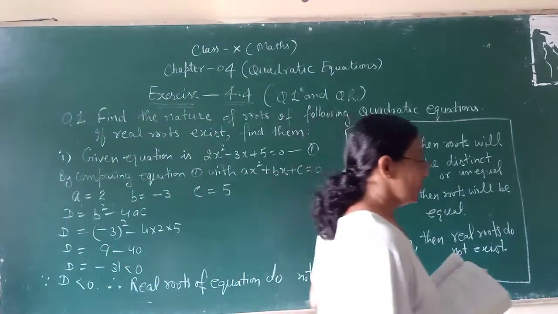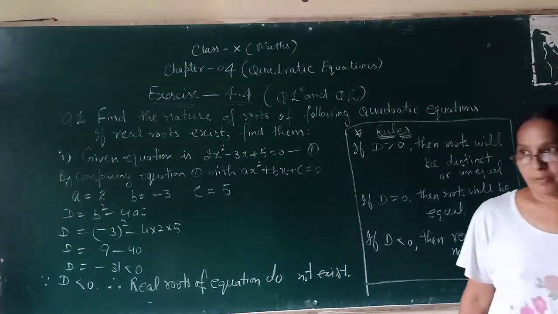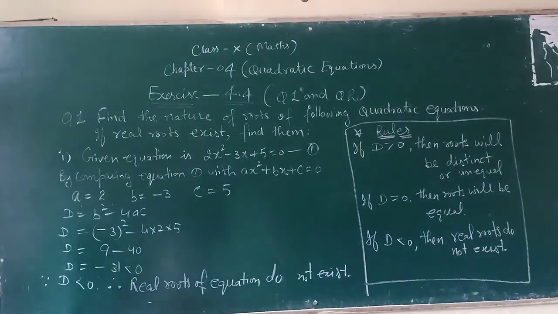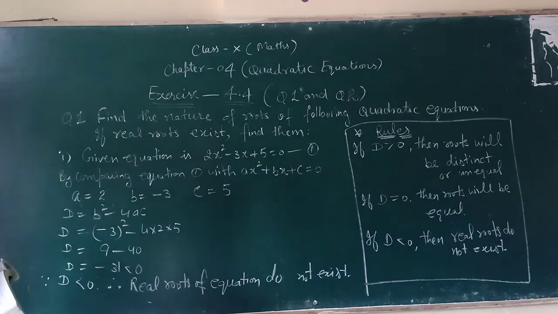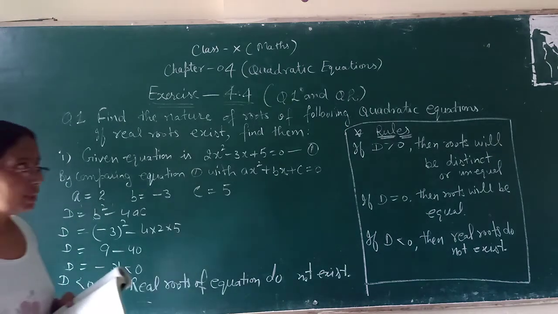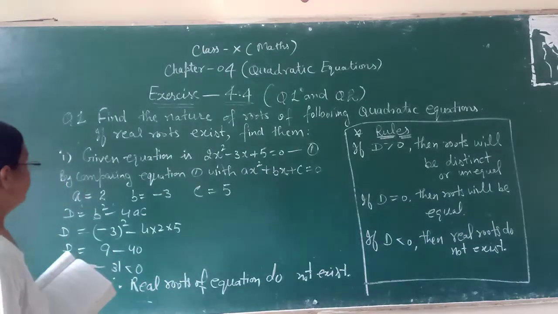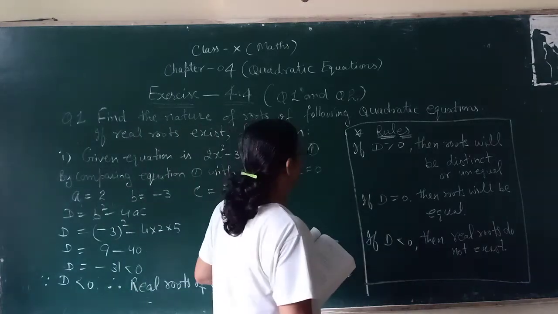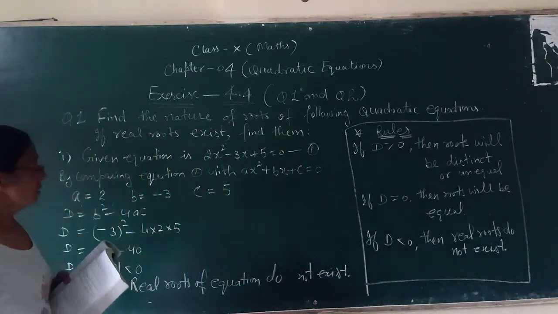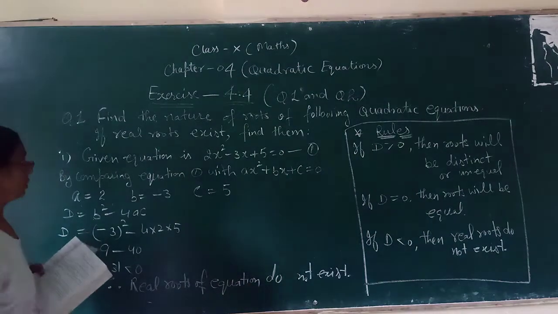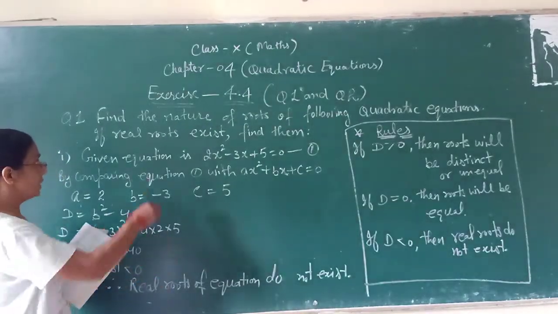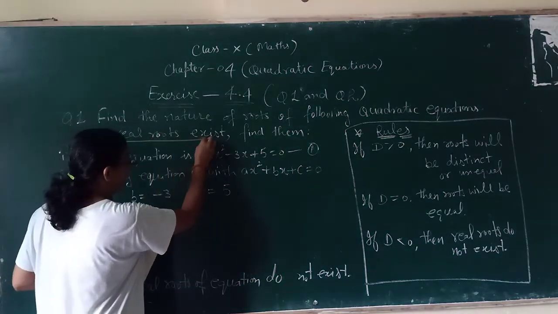Okay, today we will discuss exercise 4.4, questions number 1 and 2. We will not do the statement sums again. In question 1 and 2, the first type we have already completed, the first question in exercise 4.3, and one more concept is asked today. First, find the nature of roots of the following quadratic equations. We have to find which type of roots the equation has, and if real roots exist, then find them. Finding real roots we completed in 4.3.